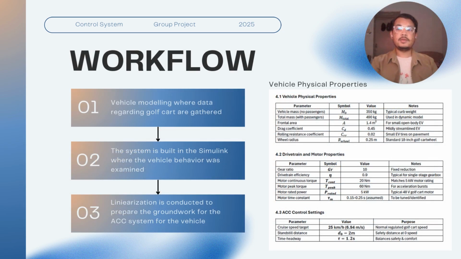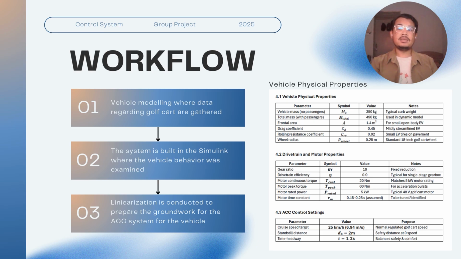Moving on to the workflow of our project, our work starts with the longitudinal modeling of the vehicle. This includes the motor behavior, drivetrain, traction force, and all resistive forces such as rolling resistance, aerodynamic drag, and any gradient load. After building this subsystem in Simulink, we examine how the vehicle behaves under a simple throttle command. This open-loop study helps us to understand the natural behavior of the system before adding a controller.